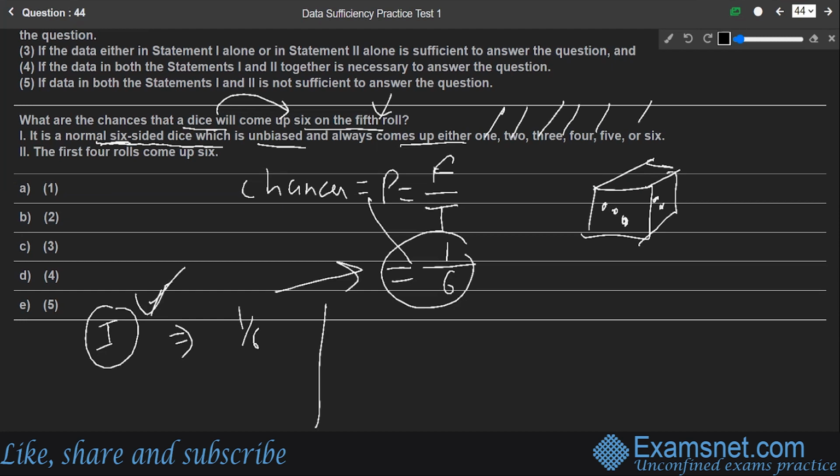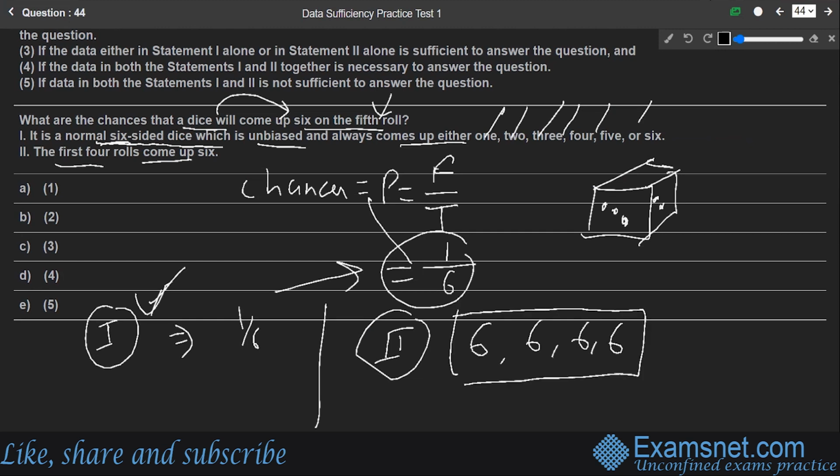So statement number 1 is alone sufficient. Let's check statement number 2, whether there could be a case that it is also sufficient. The first 4 rolls come up 6. The first 4 rolls are coming up as 6, but this doesn't tell us whether the fifth roll will also be a 6, or whether the dice is fair or not. This also doesn't tell us whether the dice has been printed with all the 6 numbers or not. So clearly statement number 2 does not provide sufficient information to answer the question. So statement number 2 alone is not sufficient.